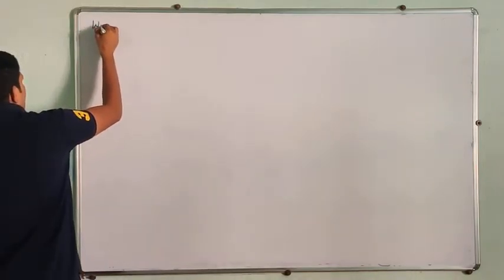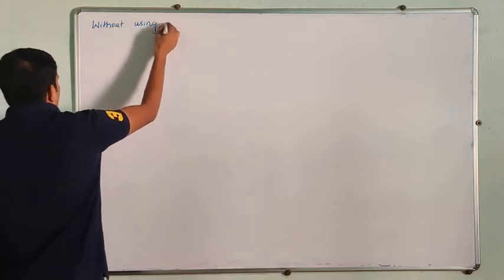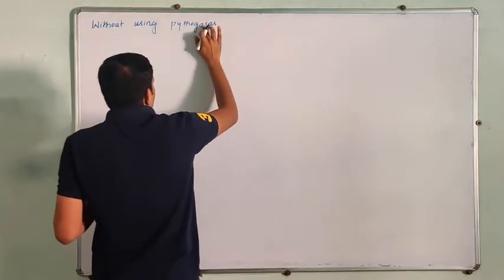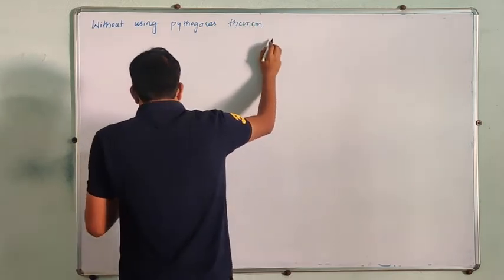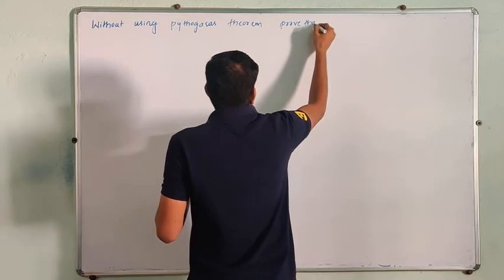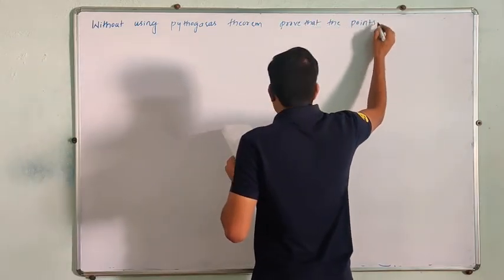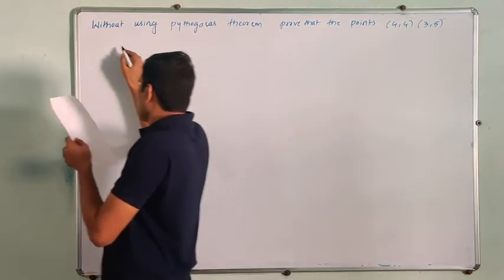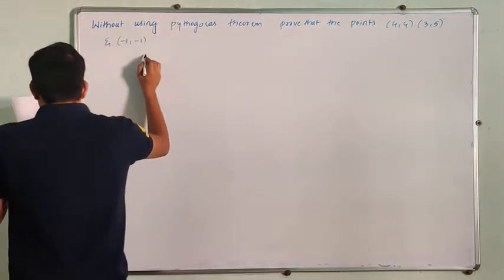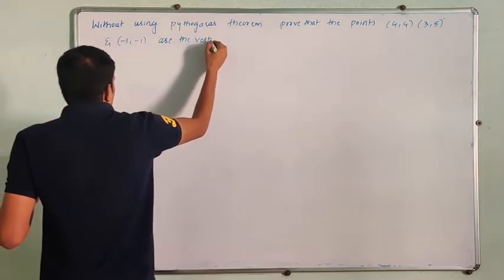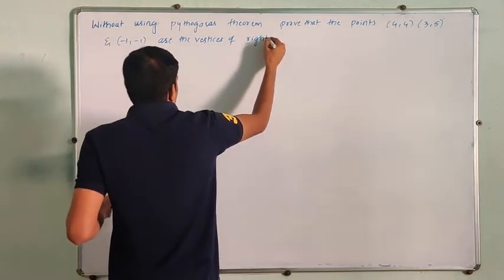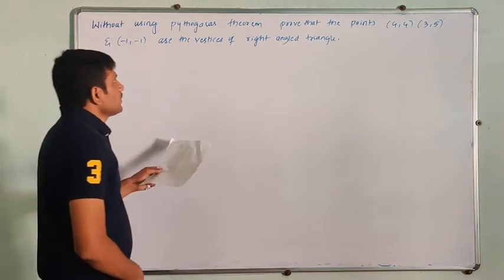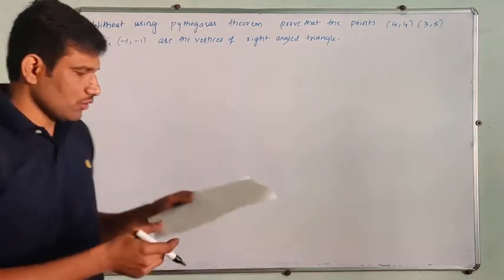Without using Pythagoras theorem, prove that the points (4, 4), (3, 5) and (-1, 1) are the vertices of a right angle triangle.